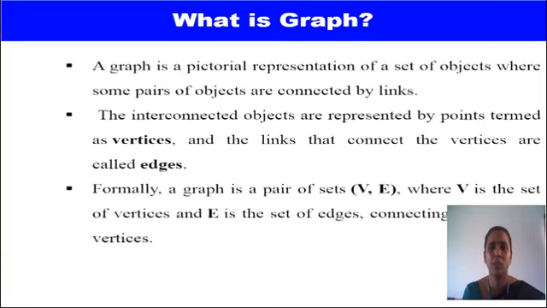The first thing is, what do you mean by graph? A graph is nothing but a pictorial representation of a set of objects where some pairs of objects are connected by links. These interconnected objects are represented by points termed as vertices, and the links that connect these vertices are known as edges. So formally we can say a graph is a set of vertices and edges. Here V is the vertex set and E is the edge set.